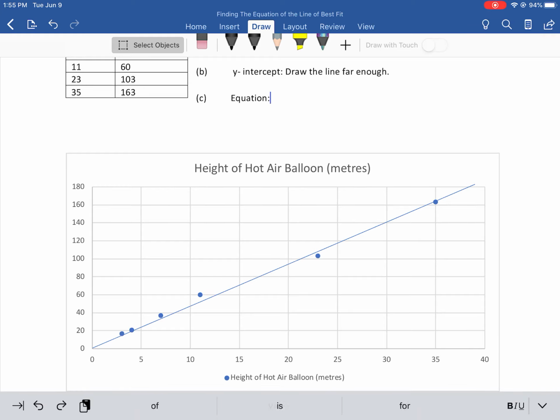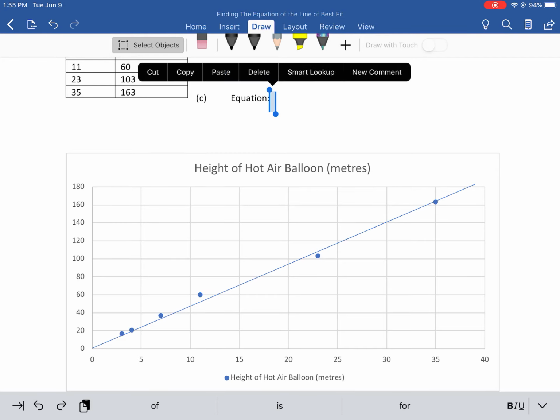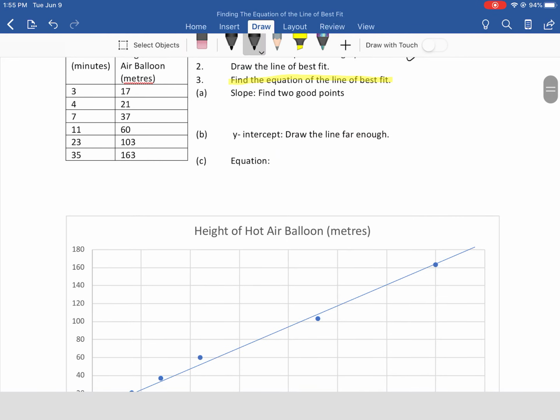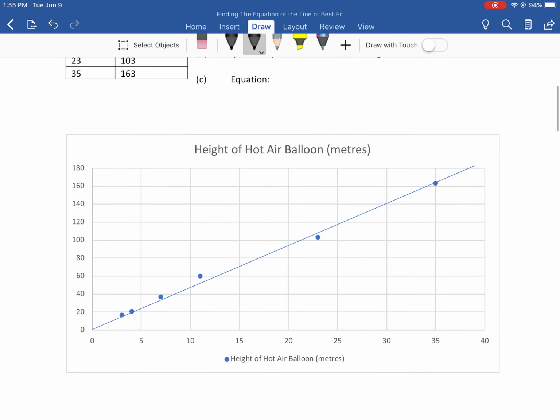Let's go back up to here and put a little check mark. When I have a lot of things to do on a question like this, I like to check them off as I go so I don't miss anything. Okay, now's the big part of today's lesson.